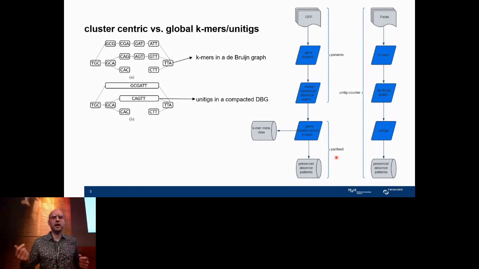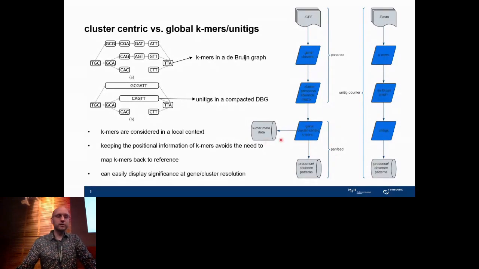So we can have a k-mer that occurs in two clusters, and in each cluster it can have a different presence-absence pattern. First of all, this avoids the use of a reference genome, and it lets us also look at the k-mers in a local context. Also, we record the positional information of the k-mers, which makes the interpretation of the results for the GWAS a bit easier.